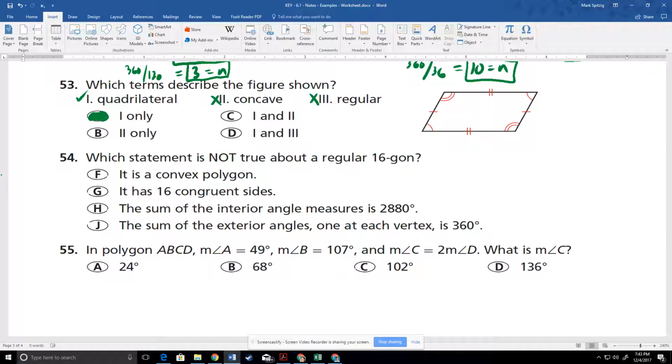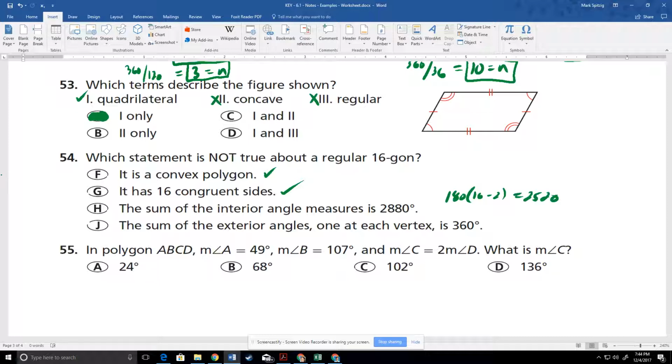Which statement is not true about a regular 16-gon? It is convex. If it's regular, we do know that it's convex. It has 16 congruent sides. Yeah, because it's regular and it's a 16-gon, that is what it means. The sum of the interior angle measures is 2880. Well, we'd have to figure that out: 180 times 16 minus 2. So 180 times 14 is actually 2520. So that is the one that doesn't exist.